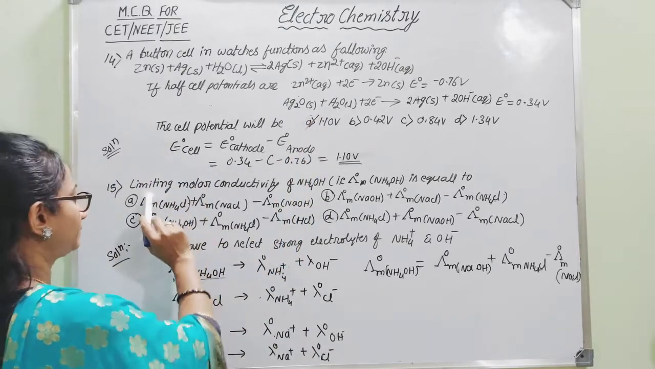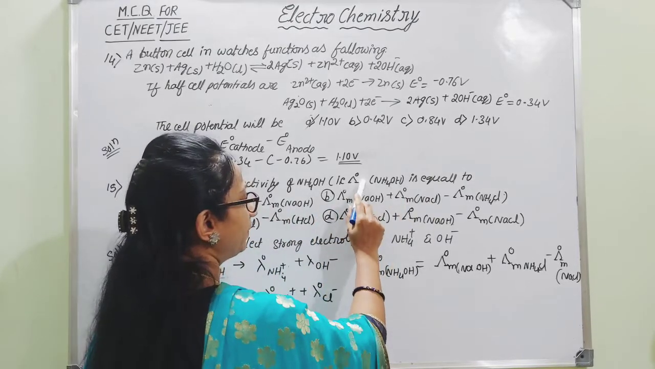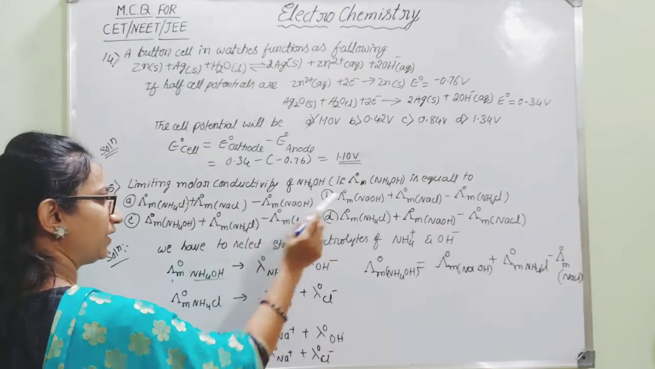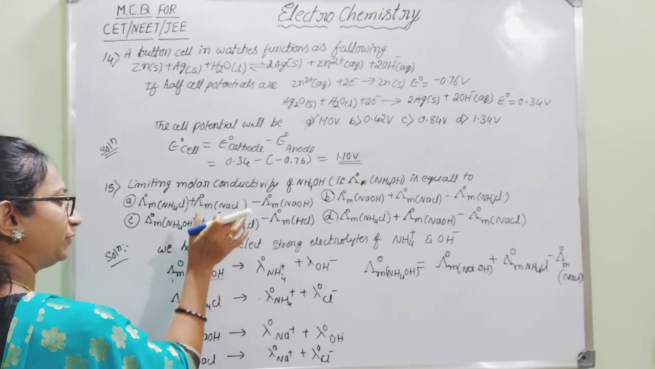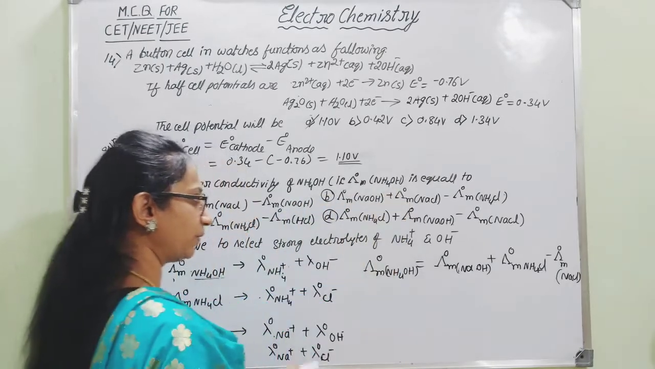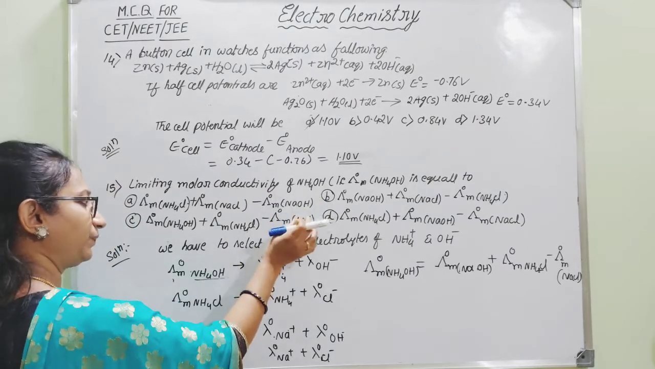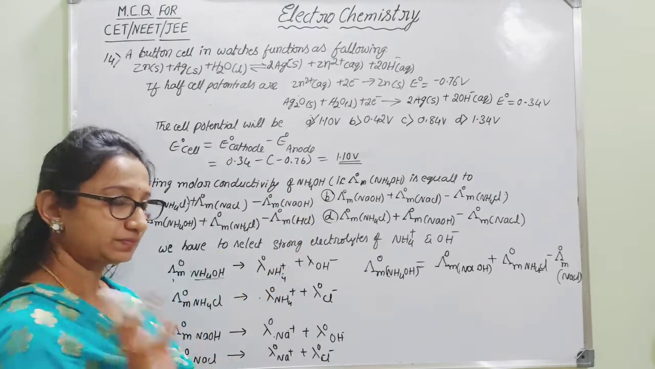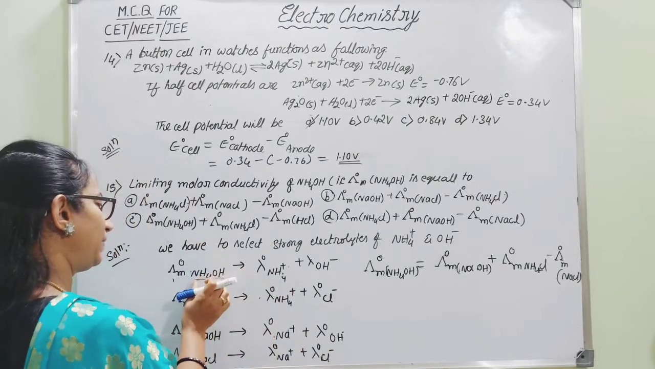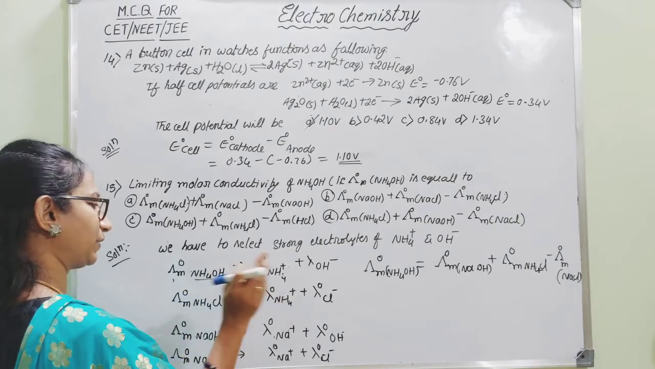In this problem, the limiting molar conductivity of NH4OH, that is lambda m naught of NH4OH, is to be found. We need to determine which combination of the four given equations we can use to find exactly lambda m naught of NH4OH. First, the application of Kohlrausch law. We can remember that application: we can find the limiting molar conductivity of any weak electrolyte with the help of strong electrolytes.